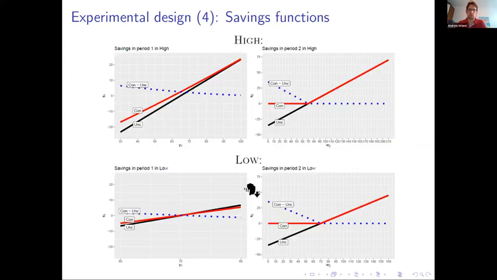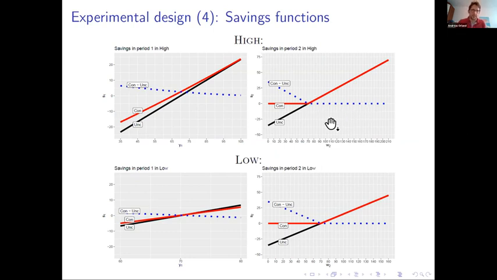Now we come to the savings functions. So let's focus on the high treatment. In the second period, when you're unconstrained, you can borrow. So you have this line here. When you're constrained, you're not allowed to borrow and you should behave according to this. So we have a positive deviation for low incomes here and no difference for high incomes.